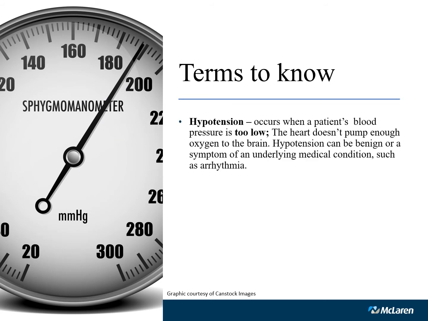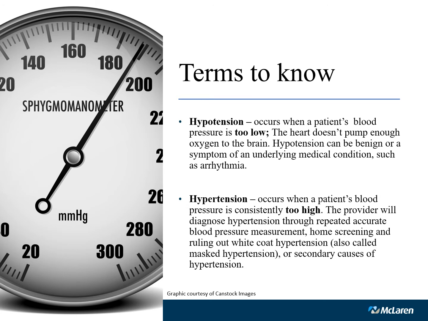Here are some good terms to know. Hypotension occurs when a patient's blood pressure is too low. The heart does not pump enough oxygen to the brain. Hypotension can be benign or a symptom of an underlying medical condition such as arrhythmia. Hypertension occurs when a patient's blood pressure is consistently too high. The provider will diagnose hypertension through repeated accurate blood pressure measurement, home screening, and ruling out white coat hypertension, also called masked hypertension, or secondary causes of hypertension.